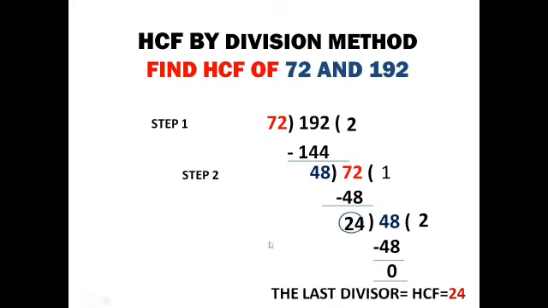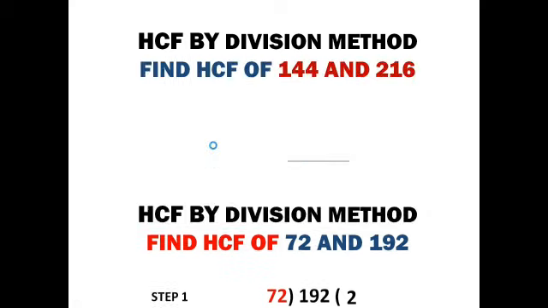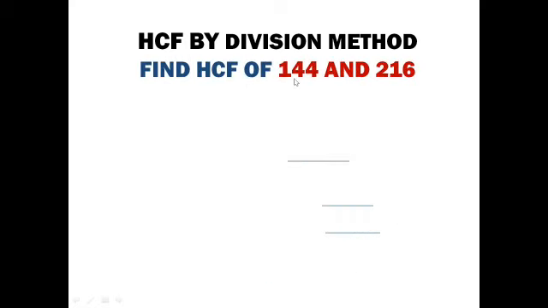We'll make it more clear with another example. In this example, we have to find the HCF of 216 and 144. Because 216 is greater than 144, 216 will be our dividend and 144 will be our divisor. We will divide 216 by 144. 144 twos are 288, which is greater than 216. So we will go for 144 ones are 144, and upon subtracting we get 72 remainder.